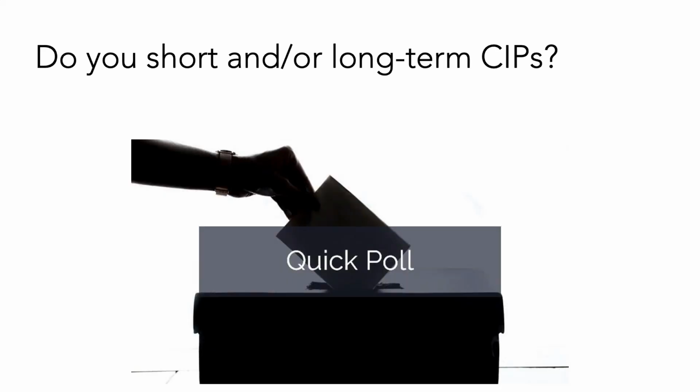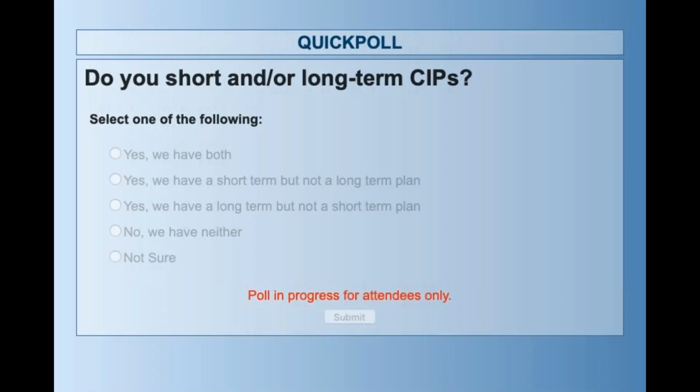So now we have a poll question to ask you if you have short and or long-term capital improvement plans. So the short term, again, is those plans that cover just the first couple of years, 1 to 5 years or 1 to 10 years. The long term are those ones that are more than 10 years. So you're looking at 20 years, 50 years, 100 years down the road.